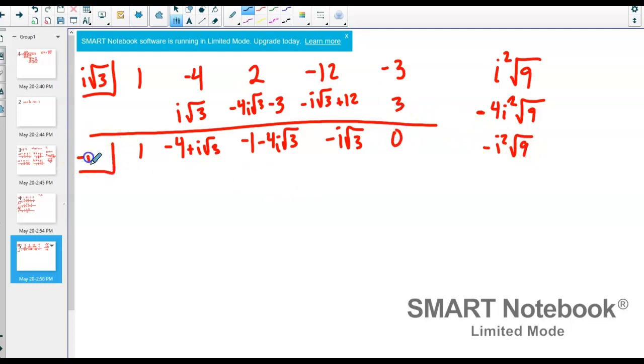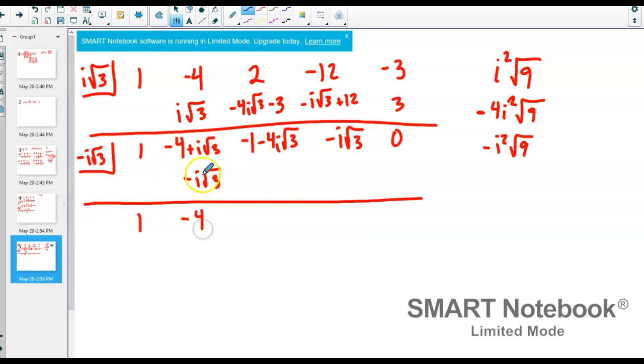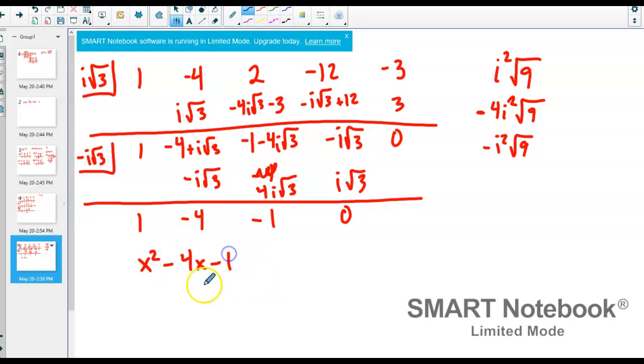And then I have to do negative i square root of 3 here, because they always come in pairs. So I drop the 1 down. I get negative i square root of 3. Those cancel out. I get negative 4. When I times those together, actually, I get positive 4. Sorry. I get 4i square root of 3 because of the negative, which gives me negative 1. And then that's going to give me positive i square root of 3, which is going to give me 0. So that's awesome. That's what I want, because then I've got this quadratic that's x squared minus 4x minus 1.